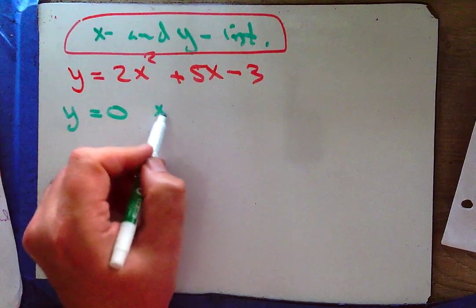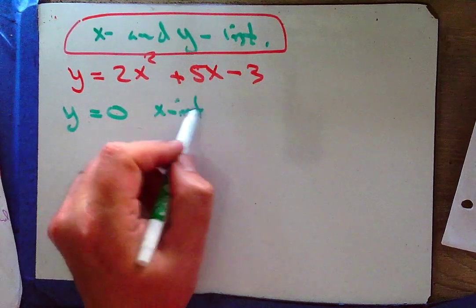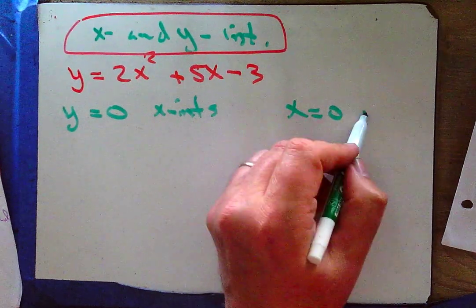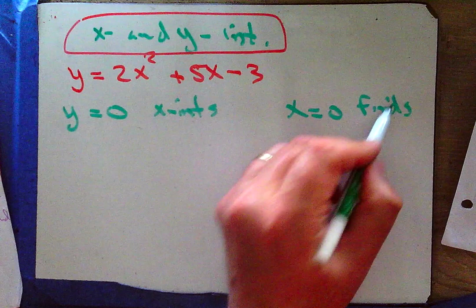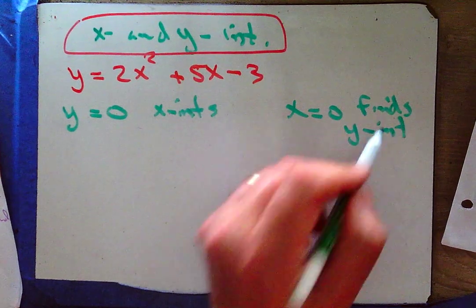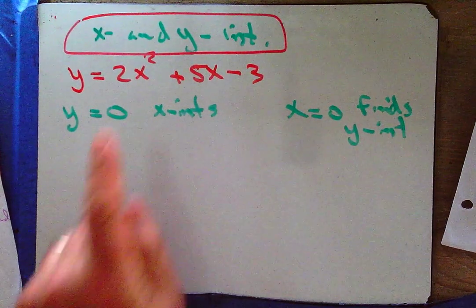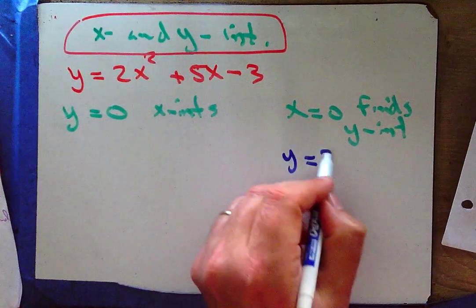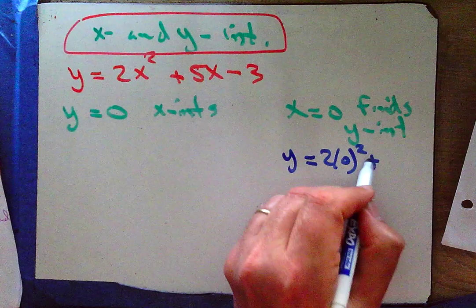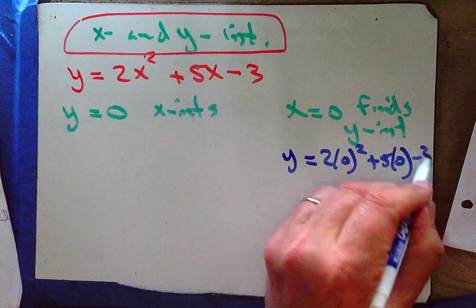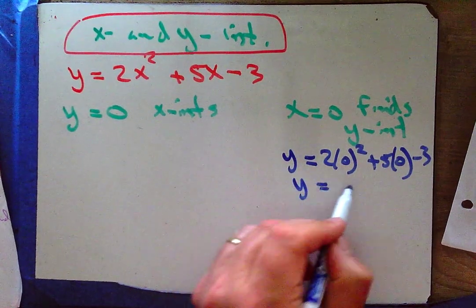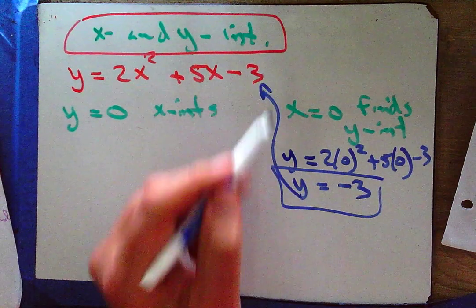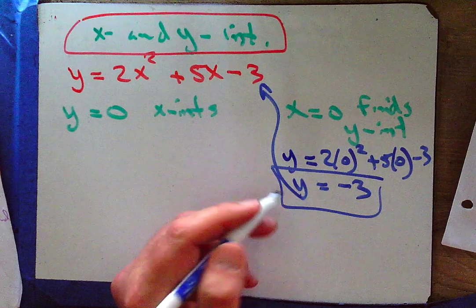Now, hopefully we remember from our discussion in the functions unit that when we set y equal to 0, that finds x-intercepts. And when we set x equal to 0, that finds the y-intercept. Okay? So, if I plug in a 0 here, y equals 2 times 0 squared plus 5 times 0 minus 3, I get y equals -3. Remember we said in that last video that the c value is always the y-intercept.